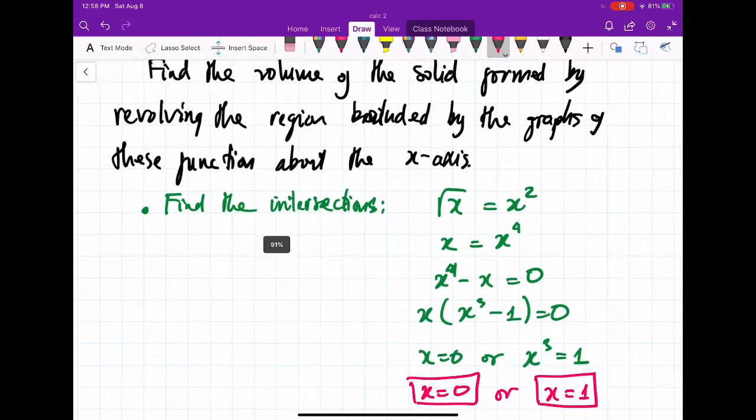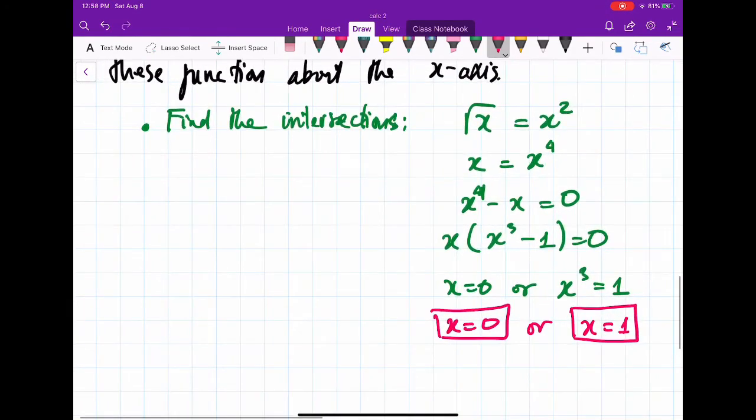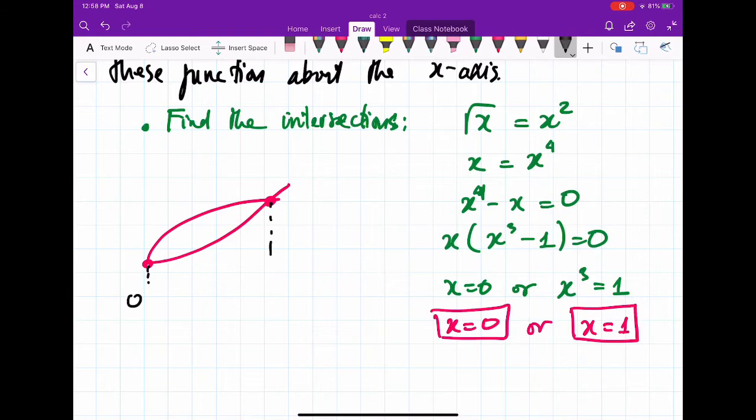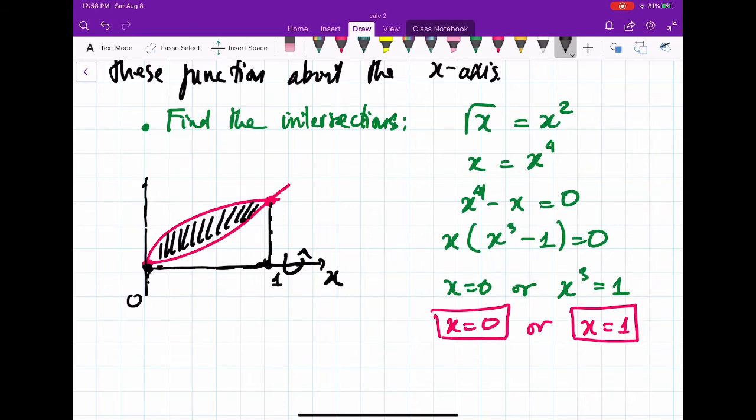The graphs intersect at 2 points. So you might think you have something like that and something like that. I don't know which graph is above the other one, but we know exactly we have two intersections, 0 and 1 in here. And 0 is the origin, so we are here. So we need to rotate this region about the x-axis. Now we just need to apply the formula.